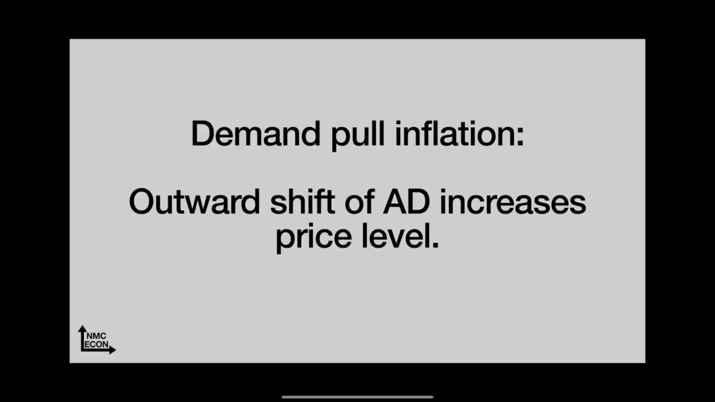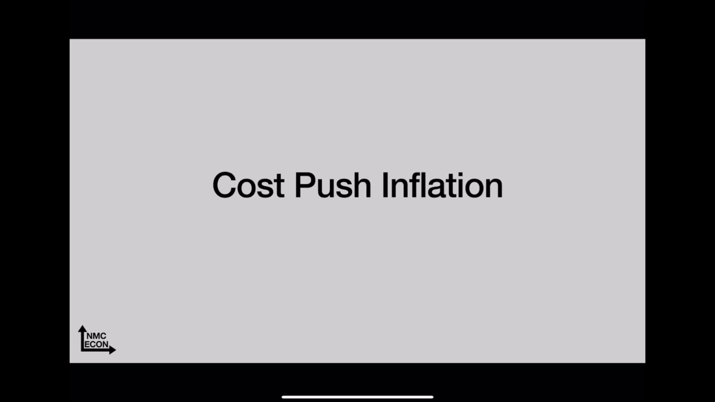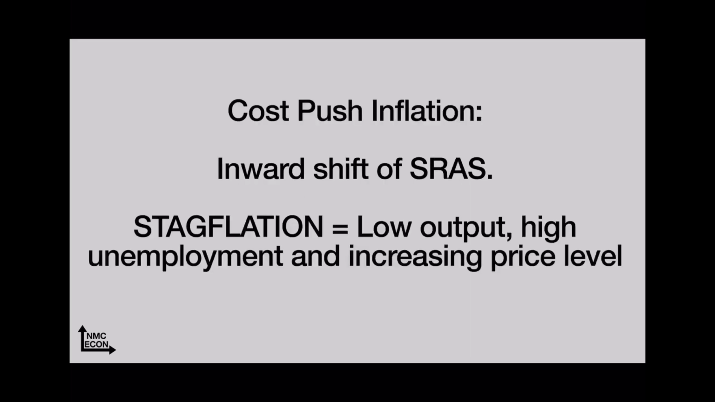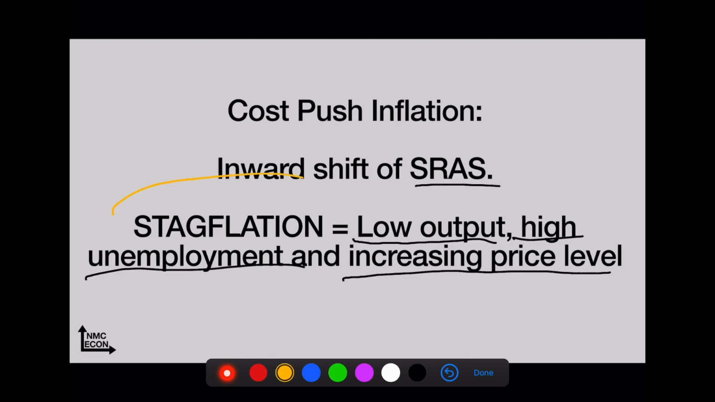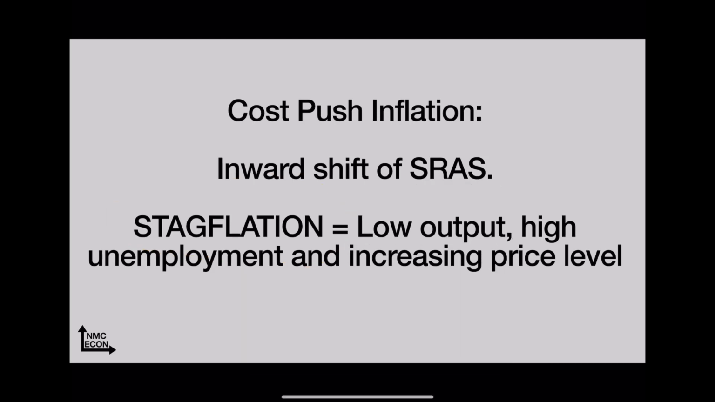Demand pull inflation. This is the idea that an outward shift of aggregate demand can increase the price level. When people want to buy more stuff, AD shifts out and the price level is going to go up. Here's a much more dangerous one, cost push inflation. This is an inward shift of the short-run aggregate supply curve. Could be due to something like oil prices. It shifts inward. That means price levels going up, output down, and high unemployment is happening. That's what we call stagflation. It's a really nasty thing in macroeconomics.